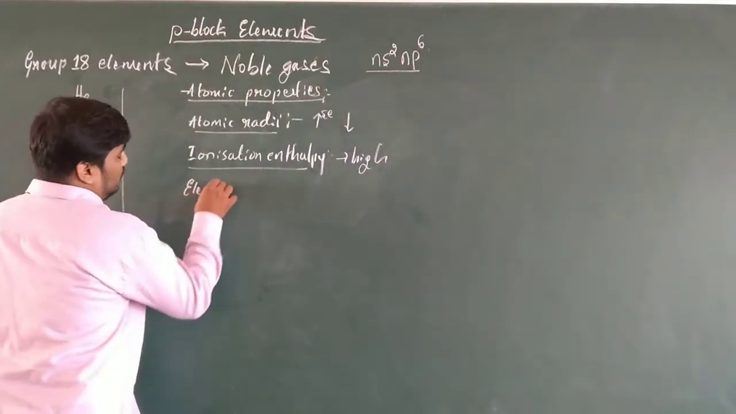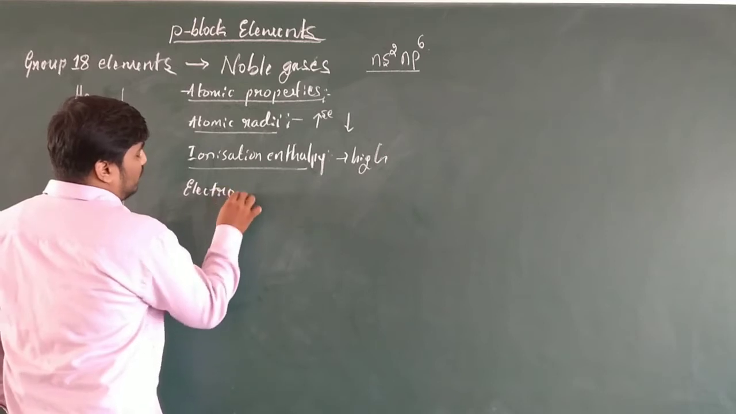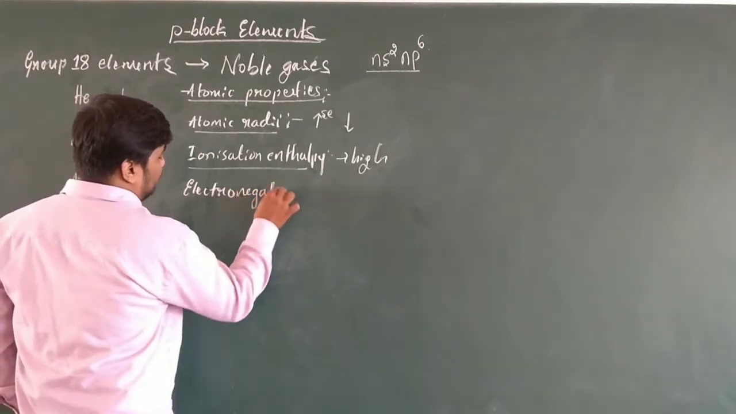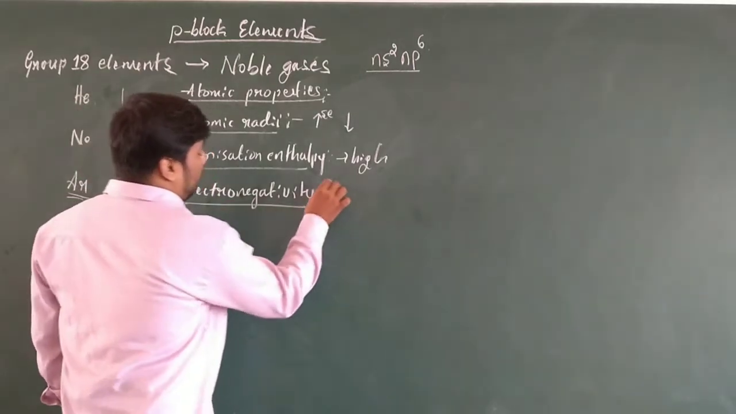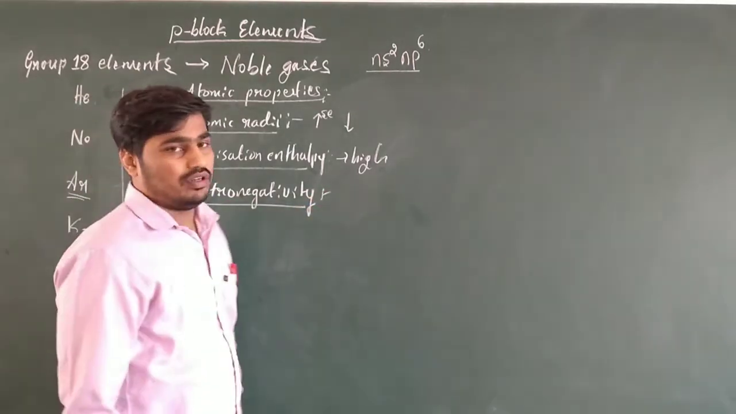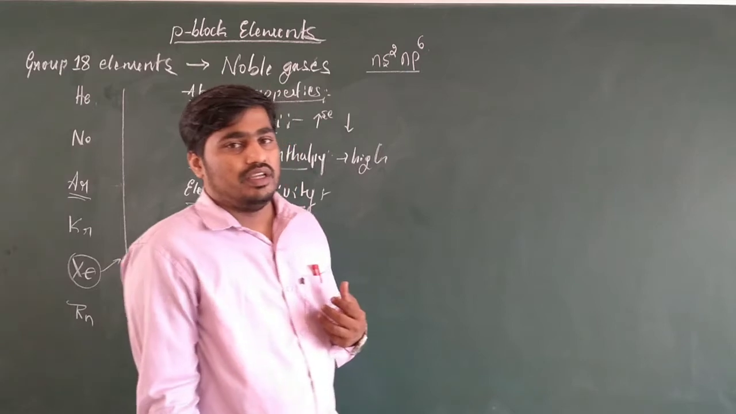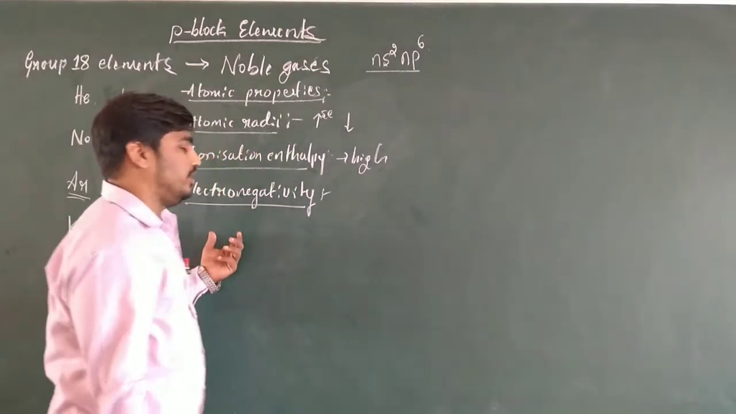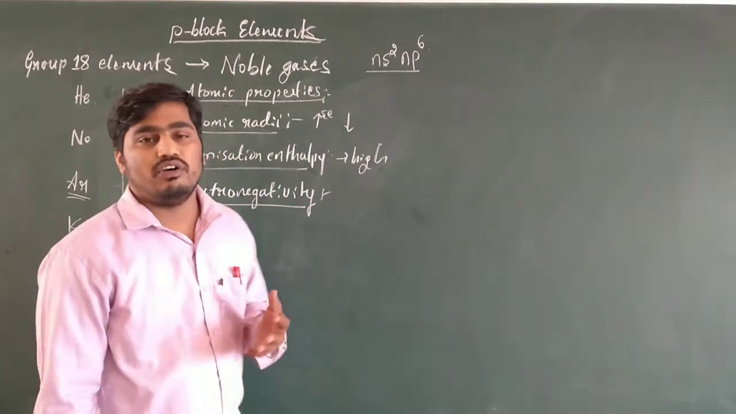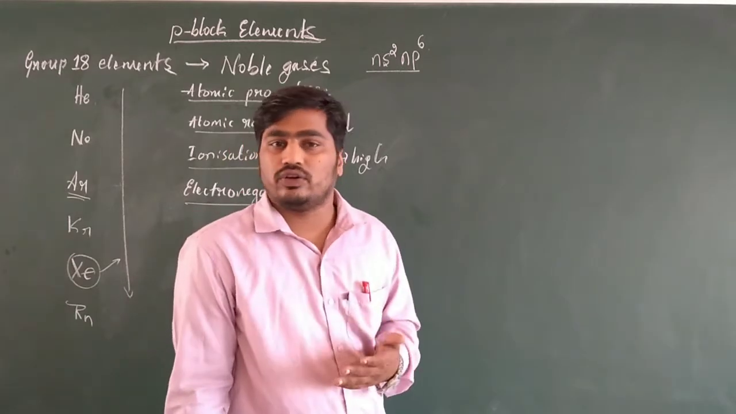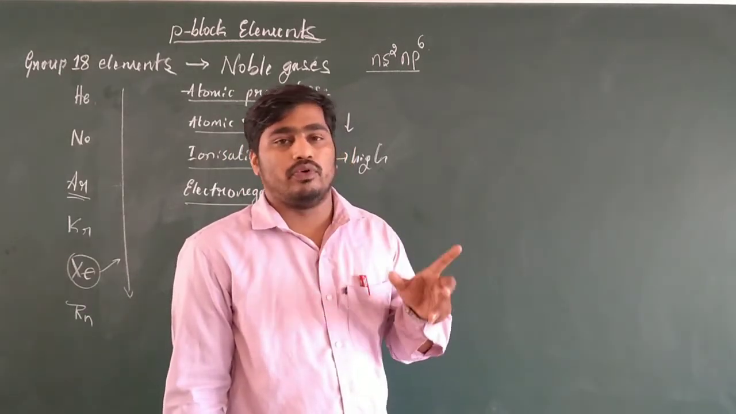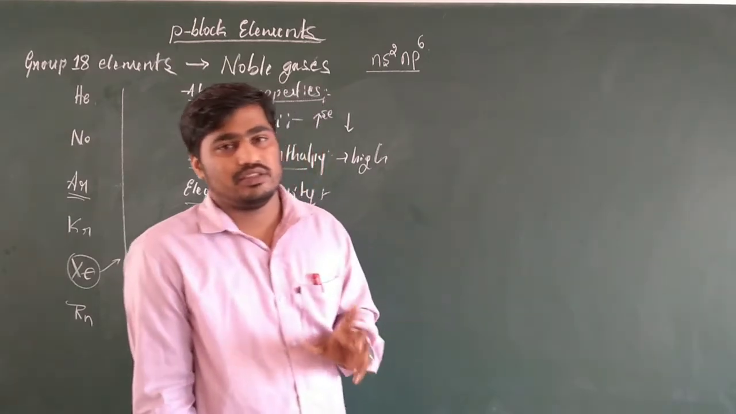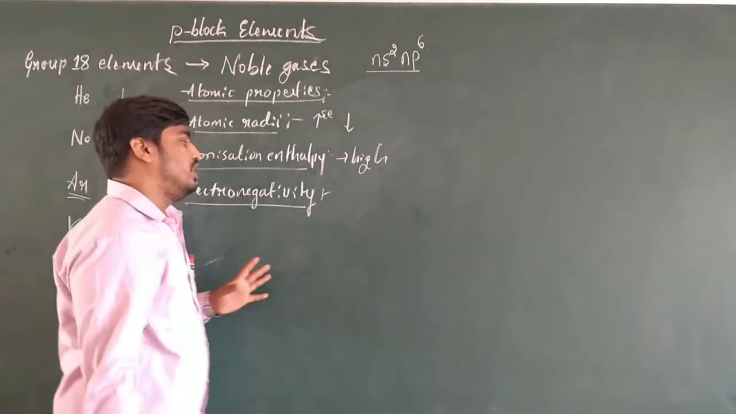Next property, electronegativity. What about the electronegativity of these elements? When we observe the compounds of these elements, there is no electronegativity. There is no tendency to attract the shared pair of electrons. Because of that, there are very few compounds from noble gases.